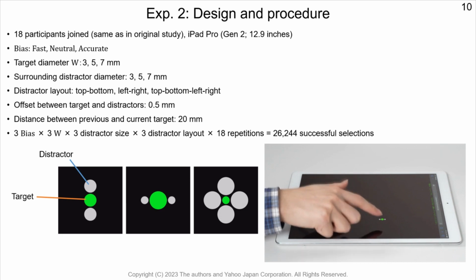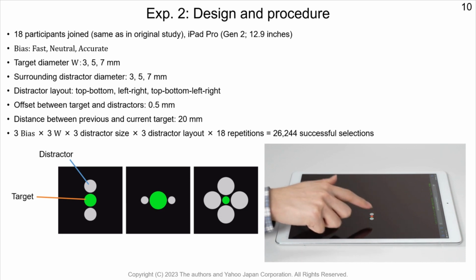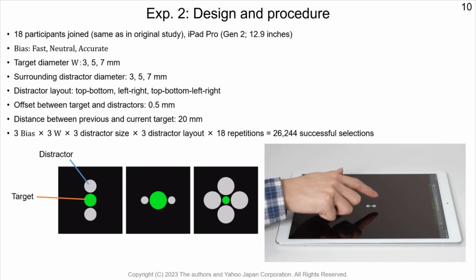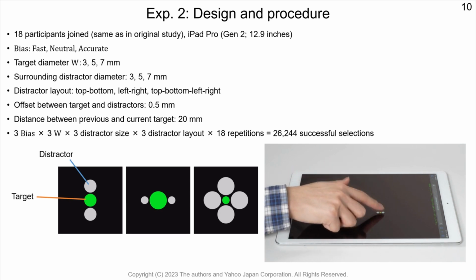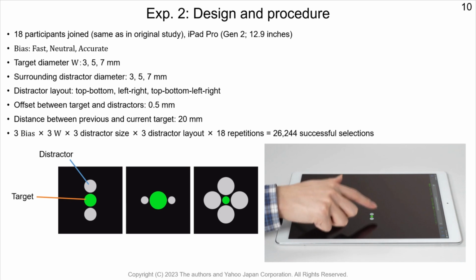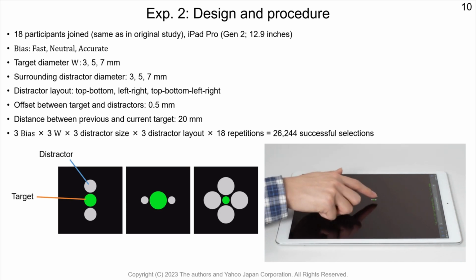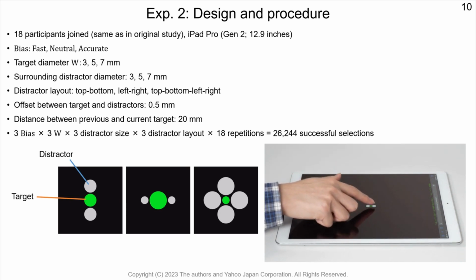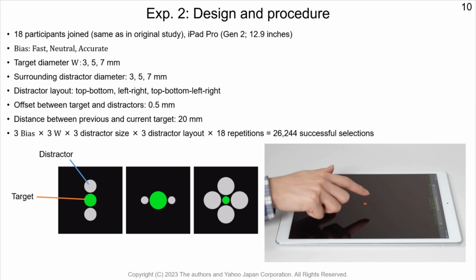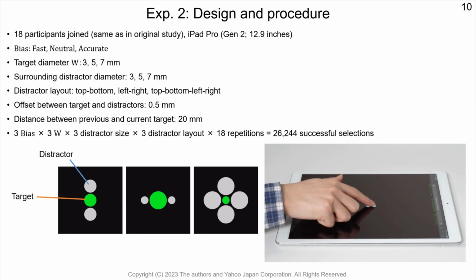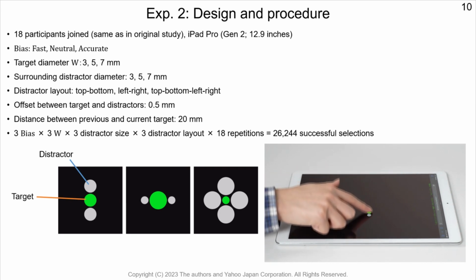In this experiment, the participants successfully tapped the green target. The success or failure was judged on the basis of the visual boundary of the target at this stage. We used almost the same experimental design as in the original study, such as the number of participants, target width, and distractor layouts. The participants performed the task under the three biases.